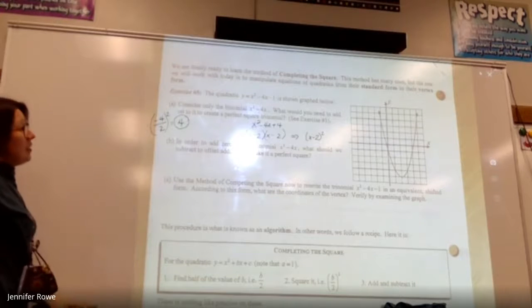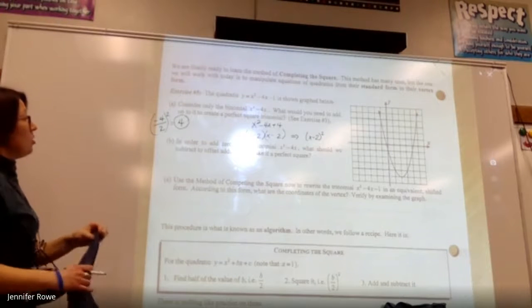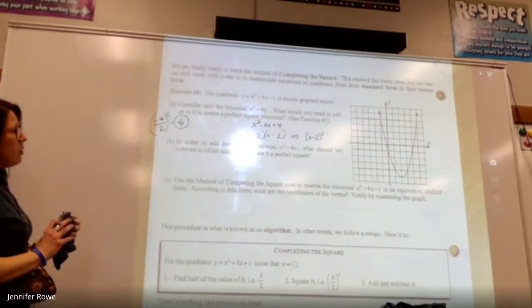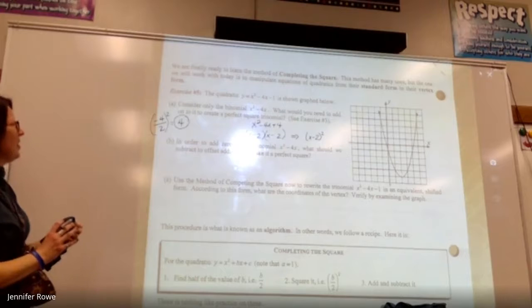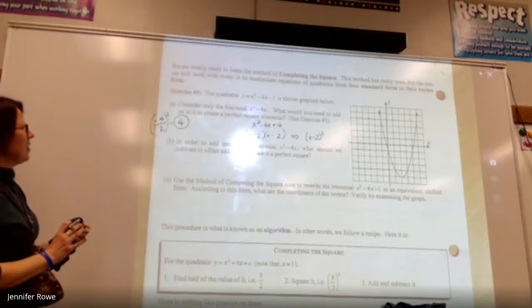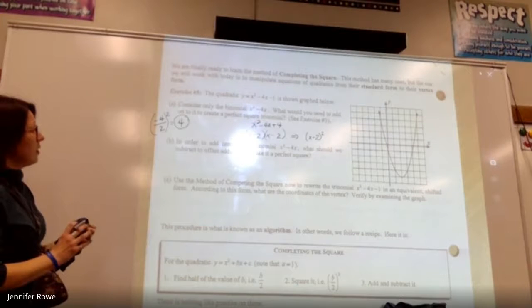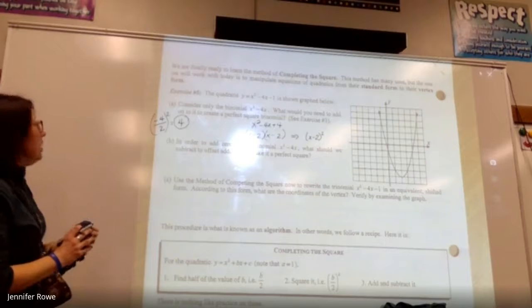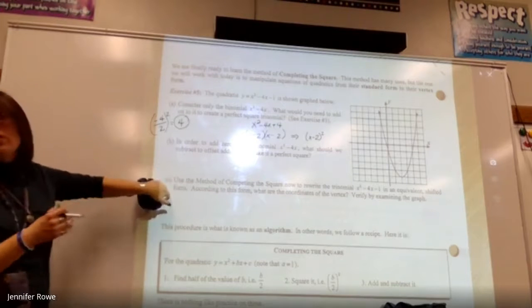In order to add zero to the binomial, what should we subtract to offset adding four to make it a perfect square? What? I don't know. I say we don't do it because you don't understand it either. I don't know what that means. We're going to jump down here.